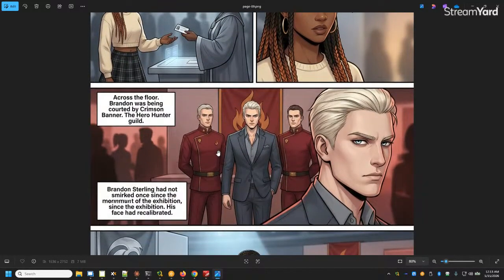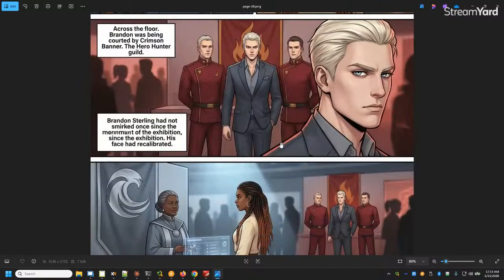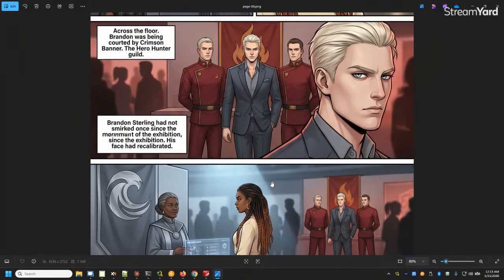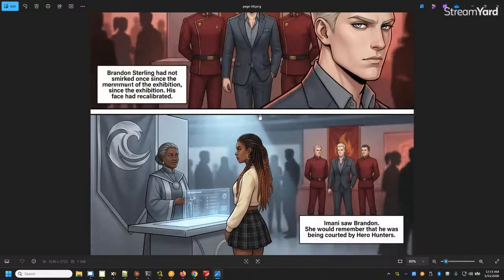Yep. Across the floor, Brandon was being courted by Crimson Banner, the hero hunter guild. All right. Brandon Sterling had not smirked once since the exhibition. Since the exhibition, his face had recalibrated. Yeah, because you see someone that's supposed to be weak one-shot a boss.